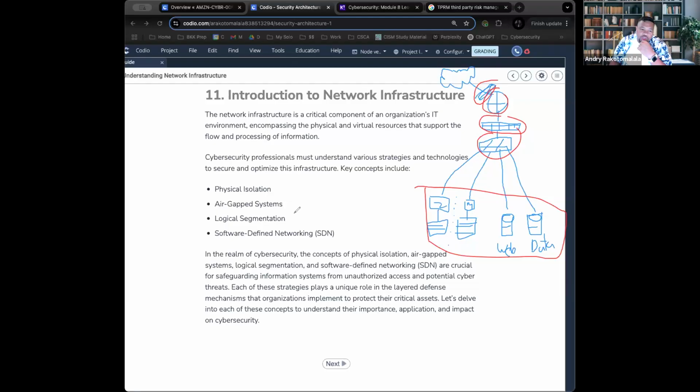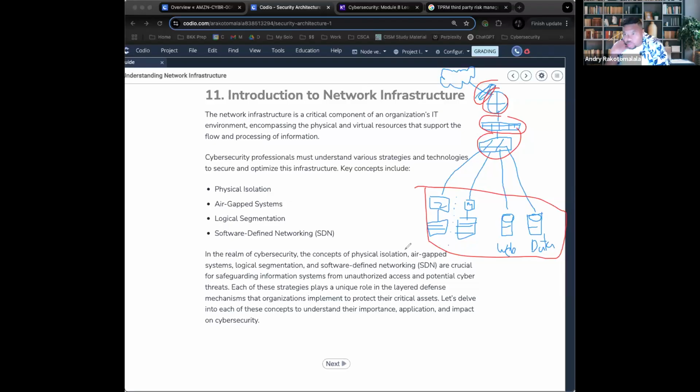Air gap systems, this is when you have a bunch of different servers, a cluster or a server rack of servers. Logical segmentation we talked about. And then software defined networking, that's an SDN, right? So software defined networking is when you put a specific software in a specific zone, per se, because it's meant to only be used by that software. We'll get into this a bit more, but when we're talking about networking, this is what we mean.